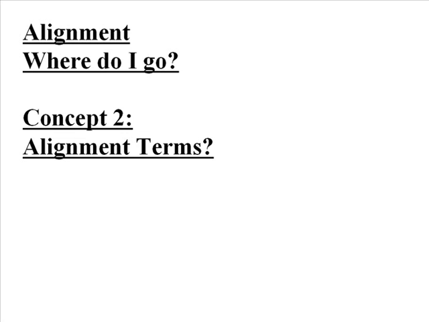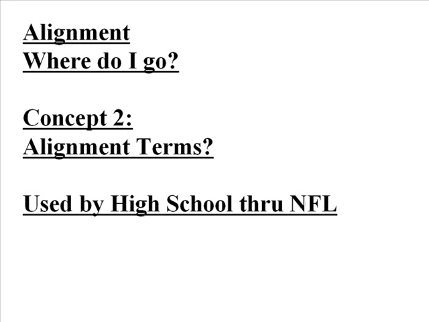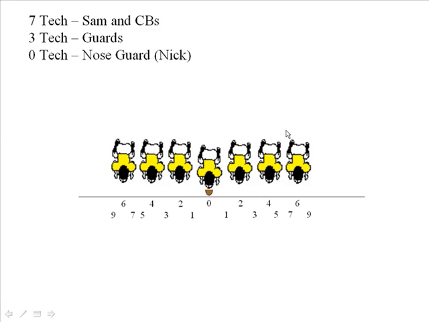Okay? Finally, let's go to the alignment terms concept we want to discuss here. Alignment terms. This is used in high school through the NFL. What we're going to do is study real fast how to number the places on the offensive line where you as a defensive lineman are going to line up. And this numbering system really helps. This was developed by Bear Bryant many, many years ago in the 1950s and 60s.